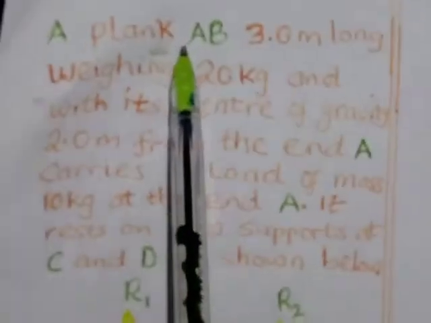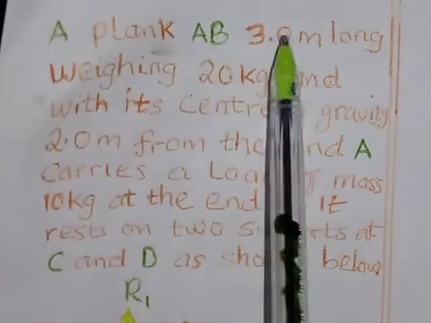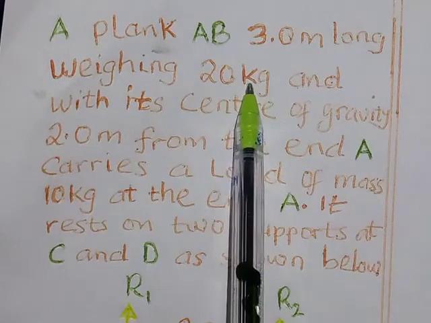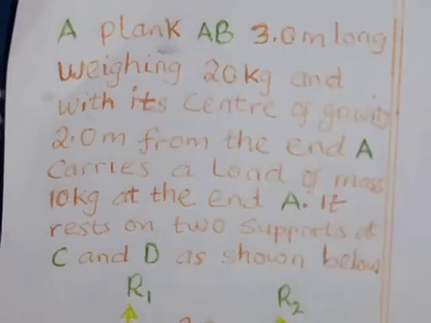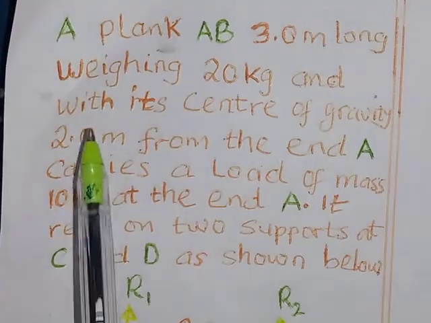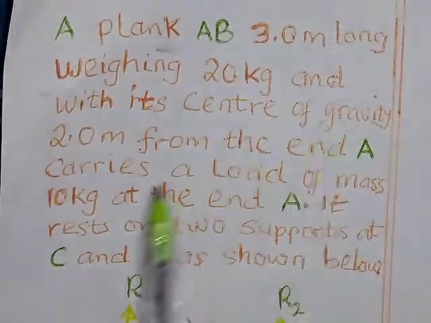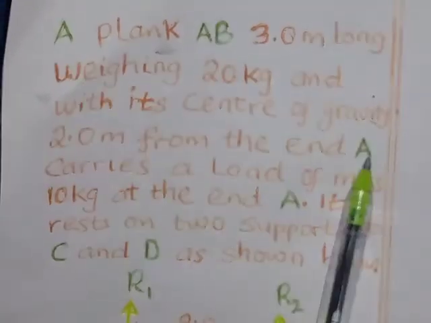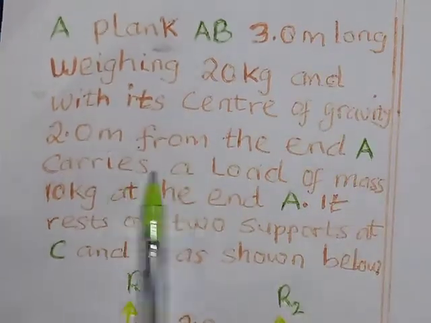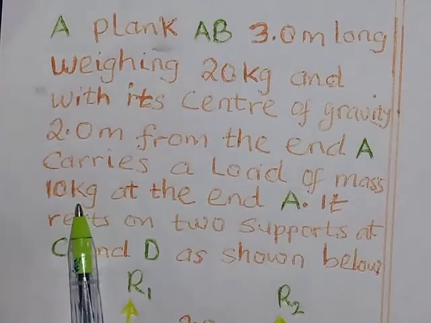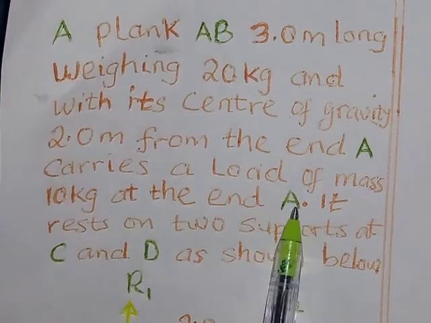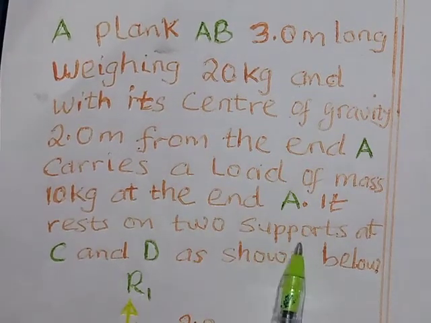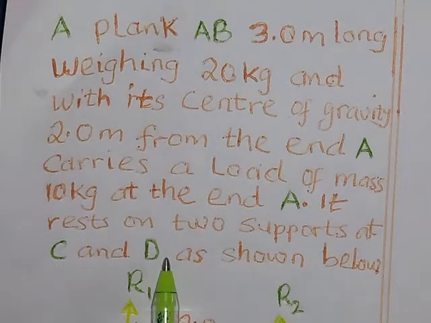A plank AB, 3.0 meters long, weighing 20 kilograms, with its center of gravity 2.0 meters from the end A, carries a load of mass 10 kilograms at the end A. It rests on two supports at C and D as shown below.